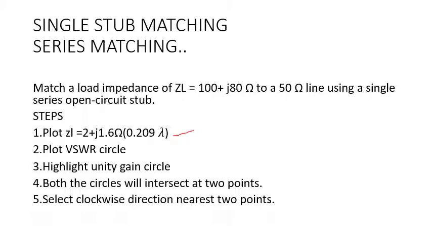Then after that, the VSWR circle is already plotted. You're going to again highlight the unity gain circle. Then you will see again it is intersecting at 2 points. In the clockwise direction, the nearest point to ZL will be taken as Z1. The other point will be taken as Z2.